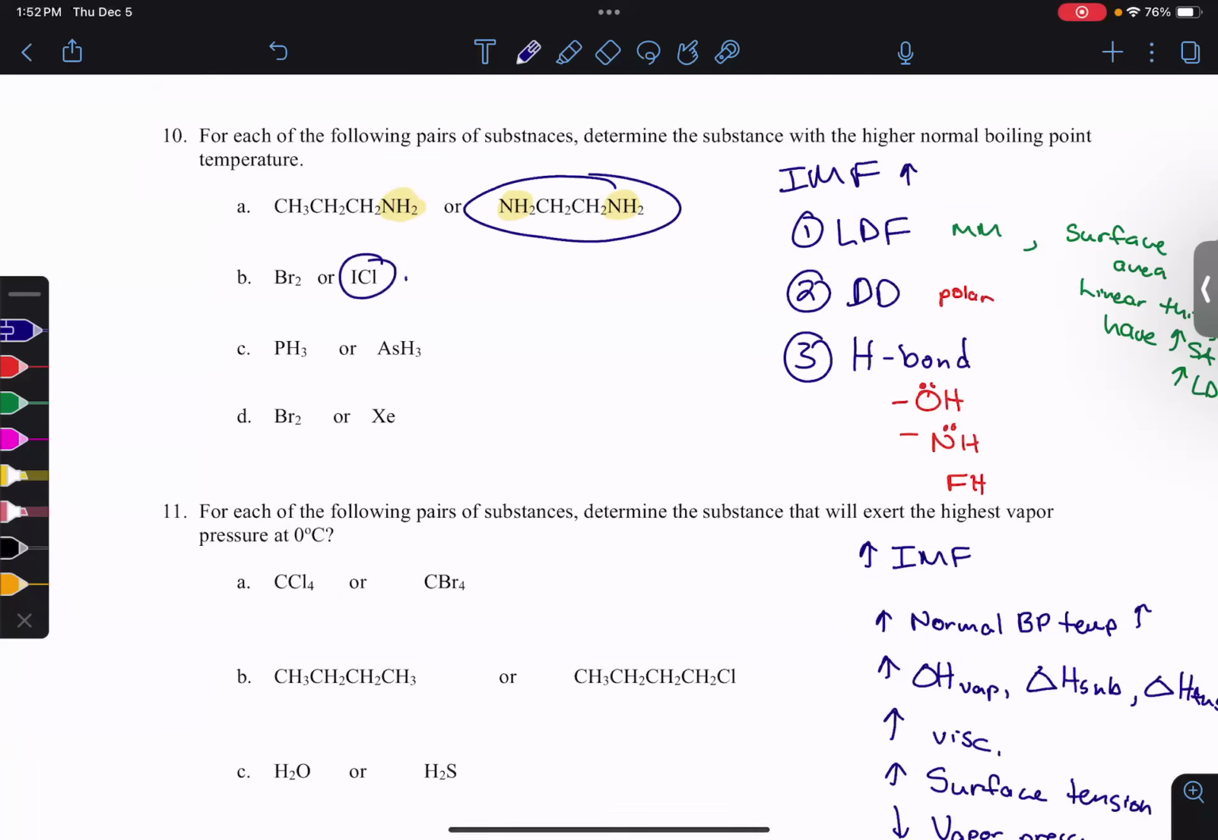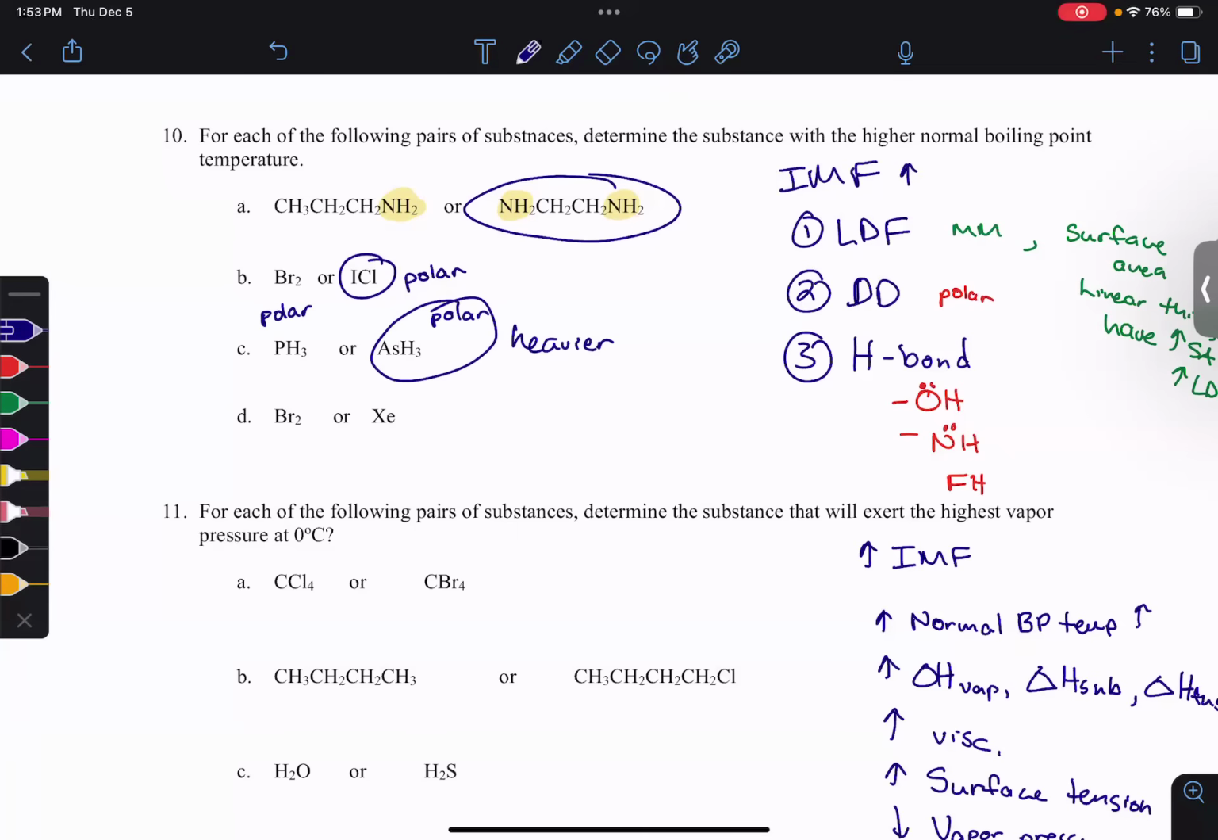Okay, Br2 or ICl? It's going to be ICl. Why? Because it's polar. Br2 is nonpolar. Okay, PH3 or AsH3? Both of these things are polar. Neither of them can hydrogen bond. So what I'm going to go for here is just weight. All right, that AsH3 is a lot heavier. Both are polar, both can't hydrogen bond, so I'm just going by weight.